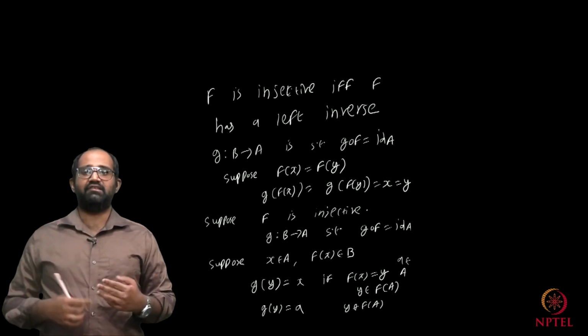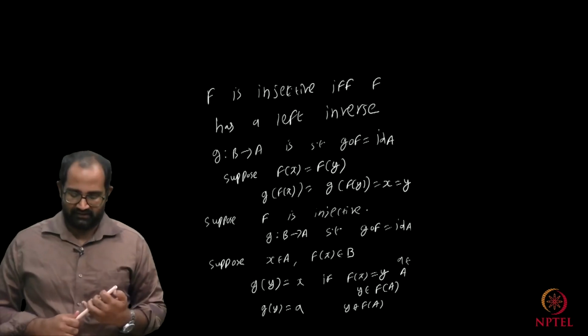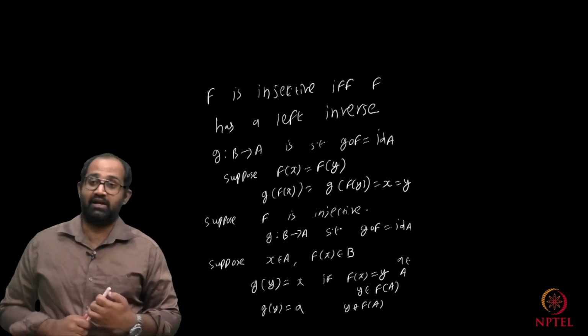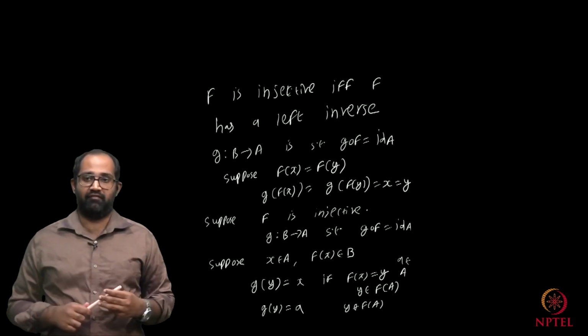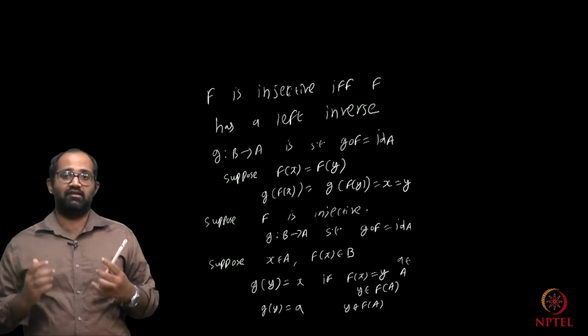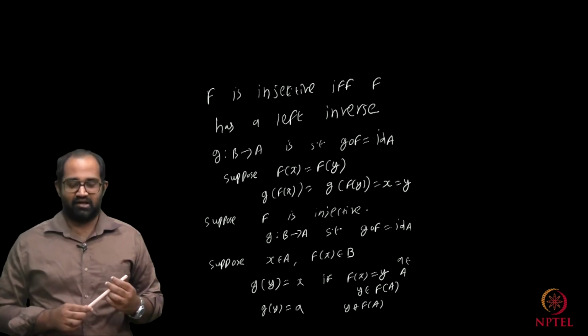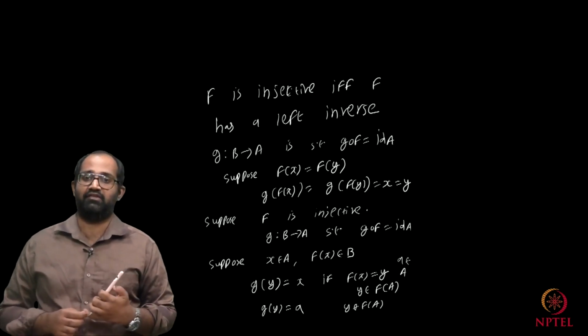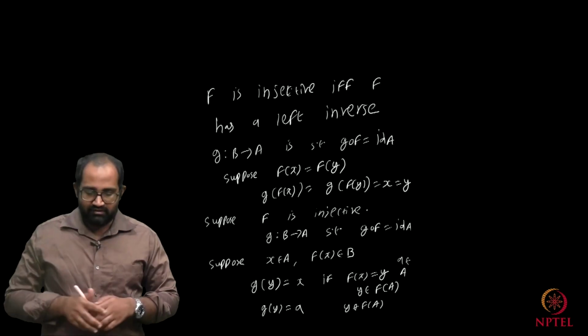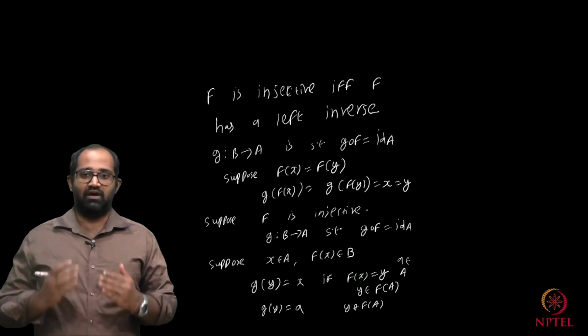In an entirely similar way, you can show the other things, that existence of right inverse if and only if f is surjective, and existence of two-sided inverse if and only if f is both surjective and injective, namely if f is a bijective map. So, this concludes our study of functions.